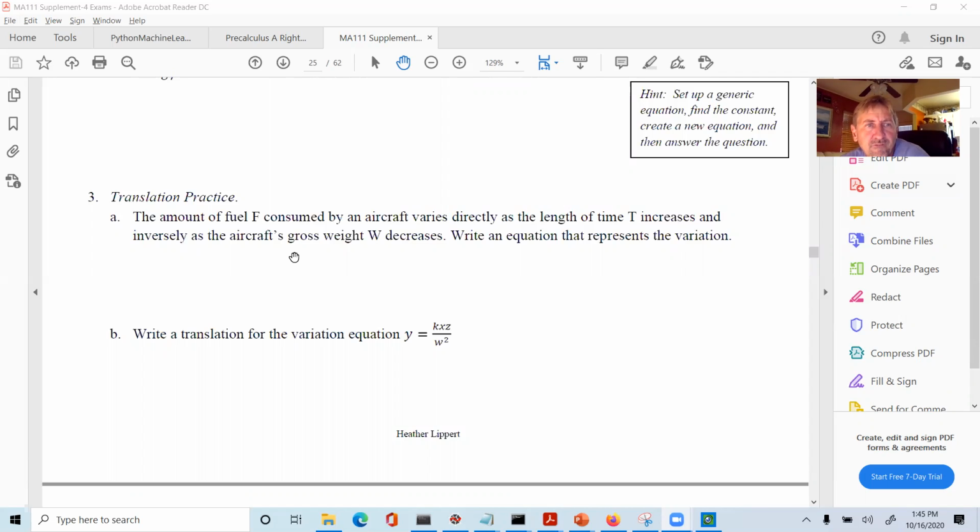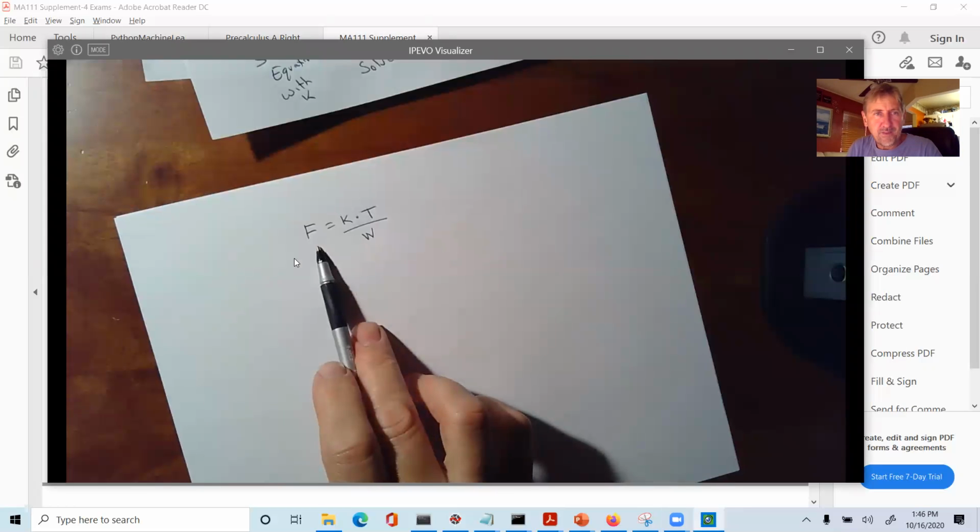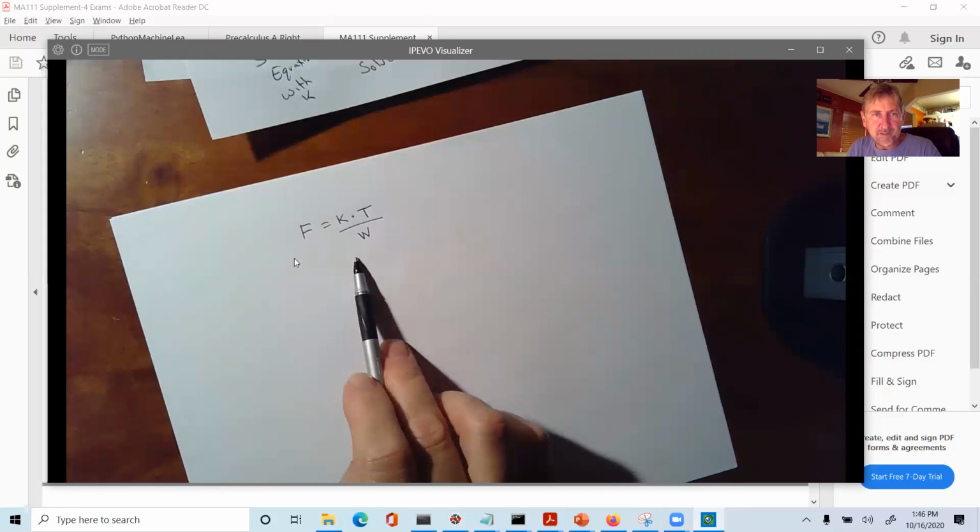The amount of fuel of an aircraft varies directly as the length of time T increases. So you got F equals K times T, and inversely as the gross weight. So inversely over W. And they really shouldn't say decreases there, because that kind of implies something else, but it's just KT over W, right? So you should have something like F equals KT over W.